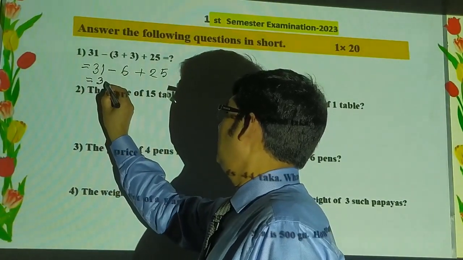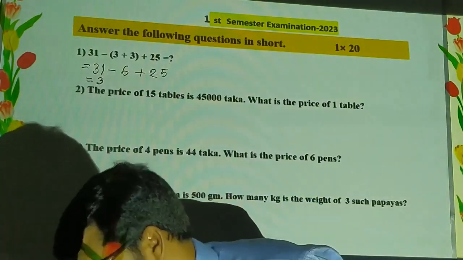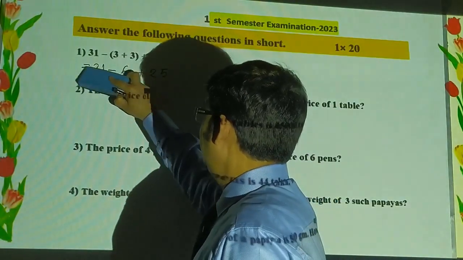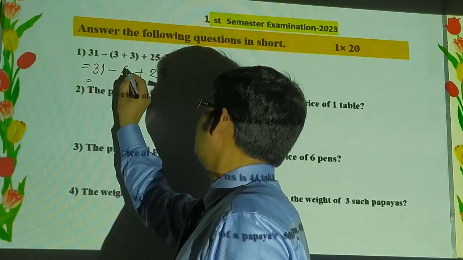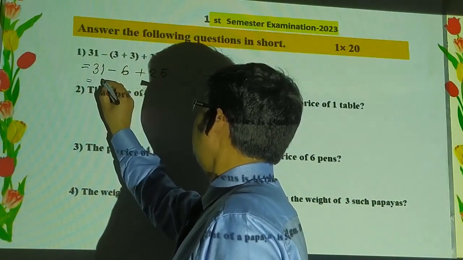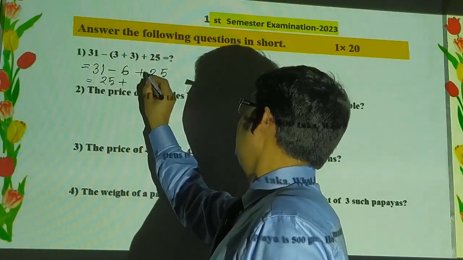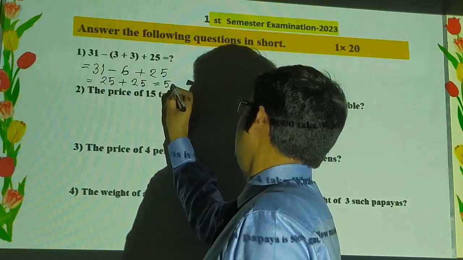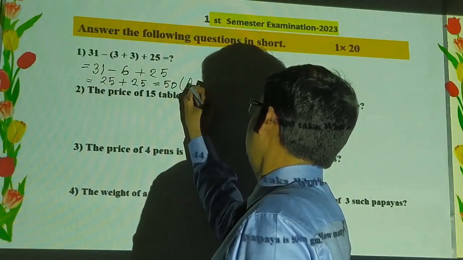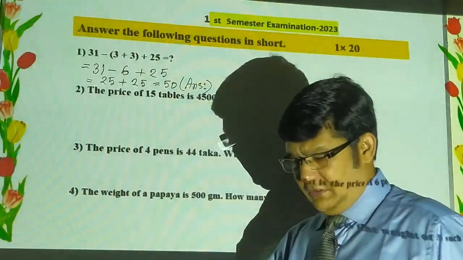31 minus 6, so it will be 25, right? 31 minus 6 will be 25, okay? And another add 25, so it will be 50. So our answer is 50, okay, my students? Our answer is 50, okay?